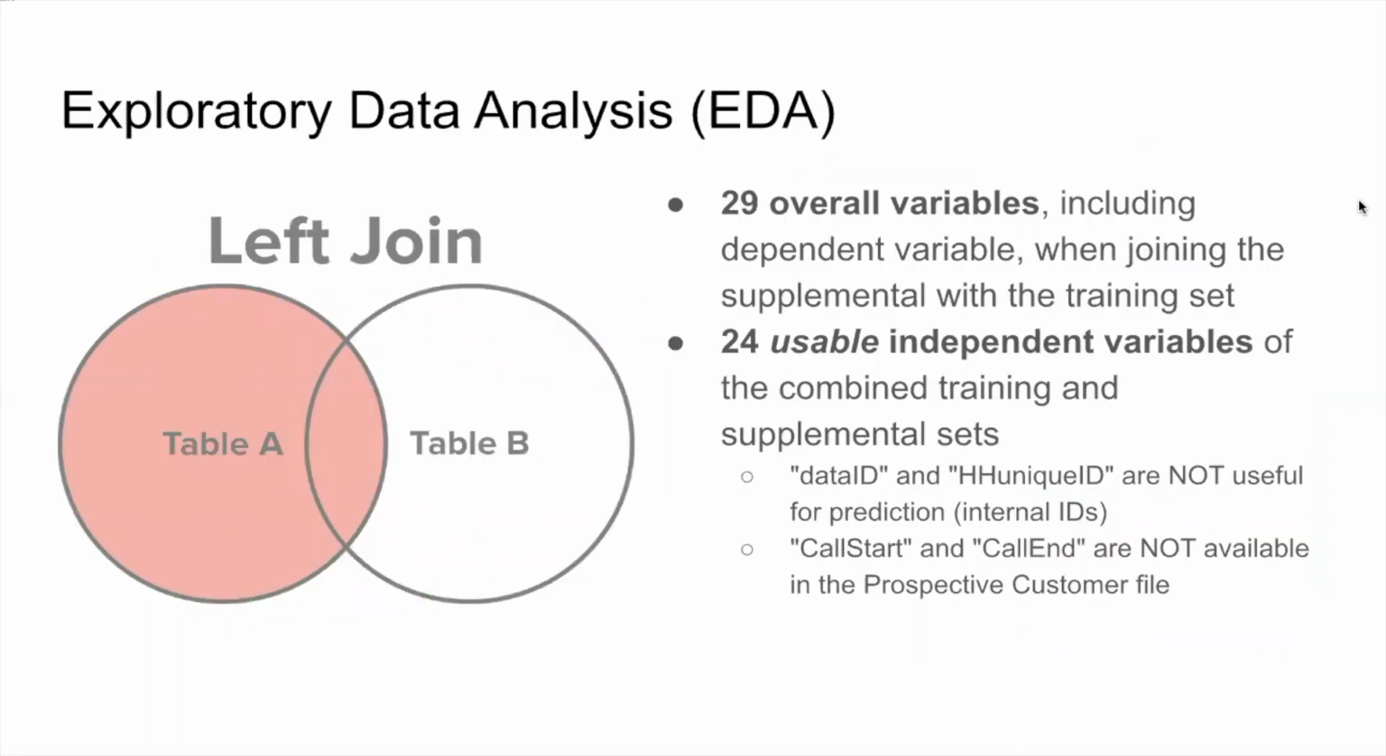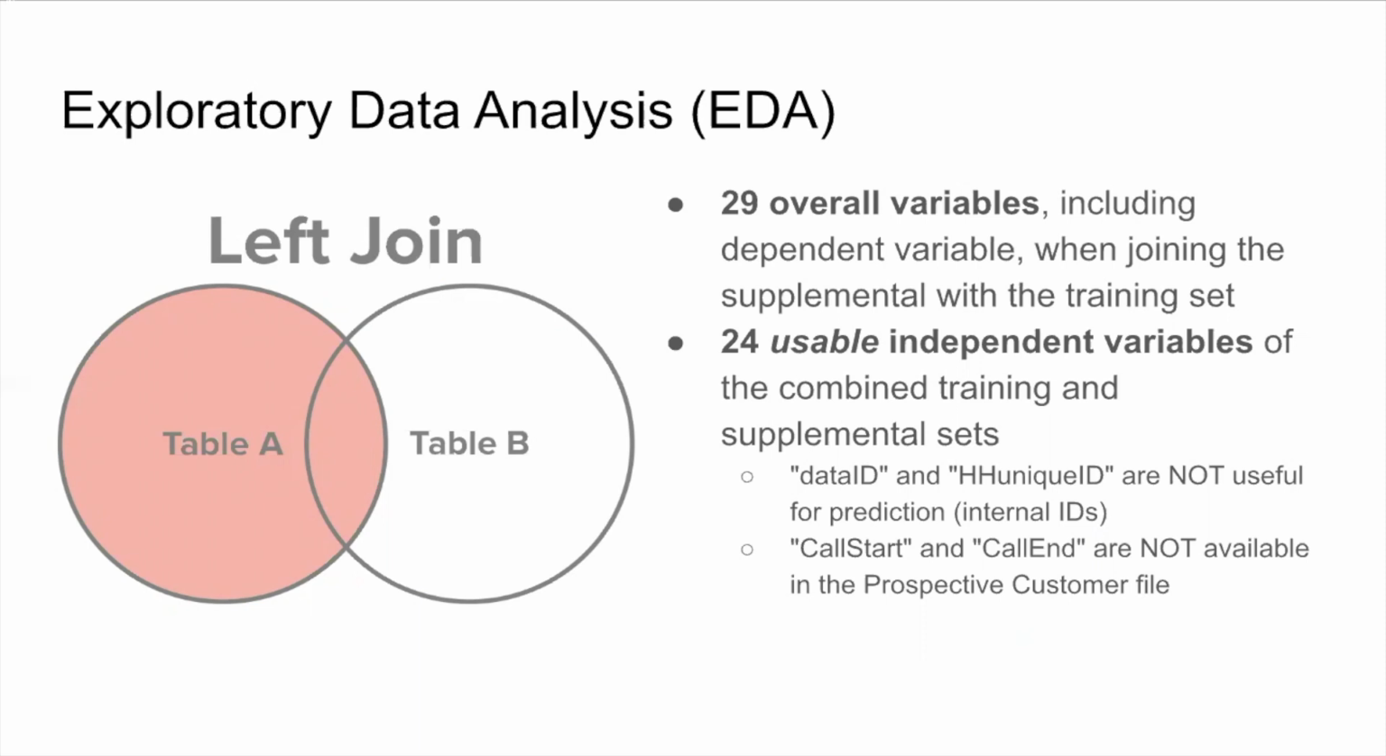According to SEMA, which we've followed and explored in class, to sample, examine, modify, model, and assess, our next step was to go through the examine phase of exploratory data analysis. As Vidur had previously mentioned, we were given supplemental information that could be used with the overall previous historical marketing results. By using a left join with the HH unique ID, which is a unique identifier per individual client, we're able to combine these data sets together and create about 29 overall variables.